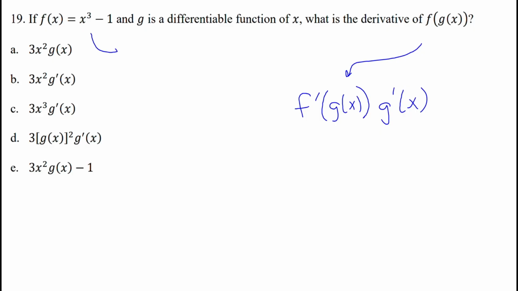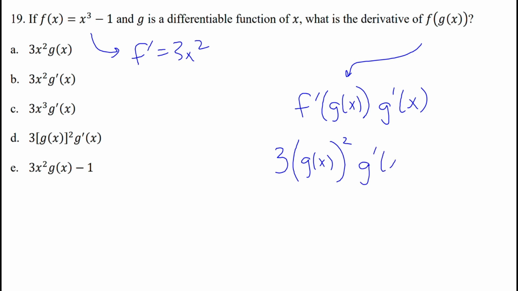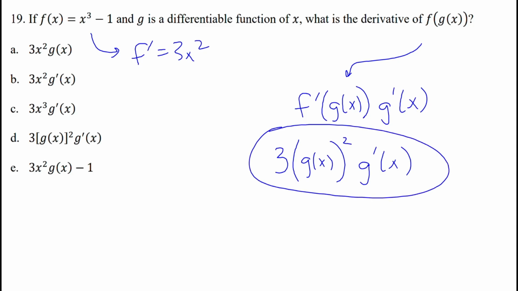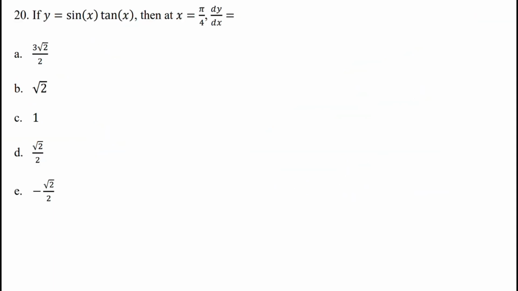So first we evaluate the derivative of f. F prime is 3x squared. So f prime of g of x should be 3 times g of x squared, right? We just replace the x with g of x. And then the derivative of g, well, we don't know what the derivative of g is because we don't have the function. So it's just 3 times g of x squared times g prime of x, which is answer choice D.